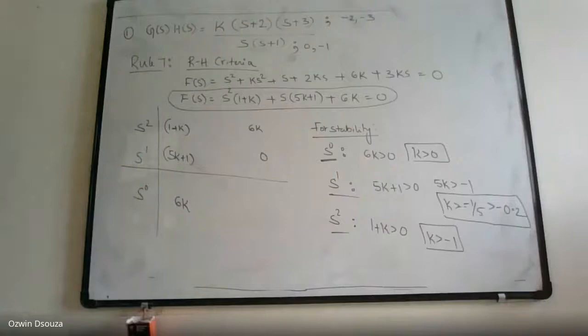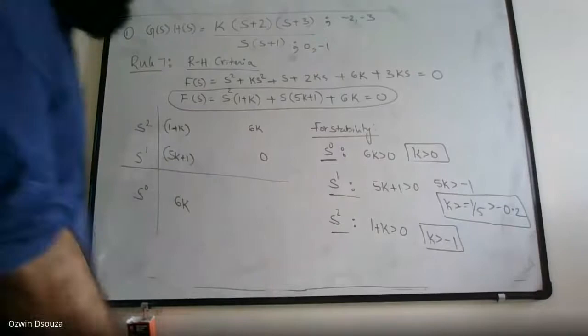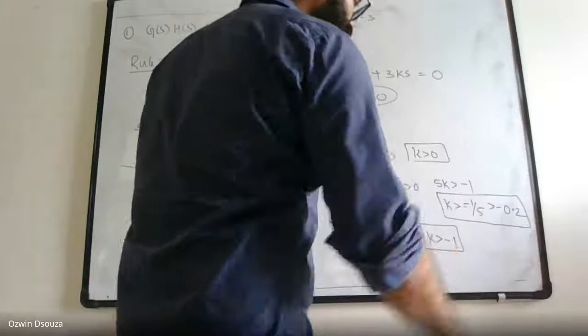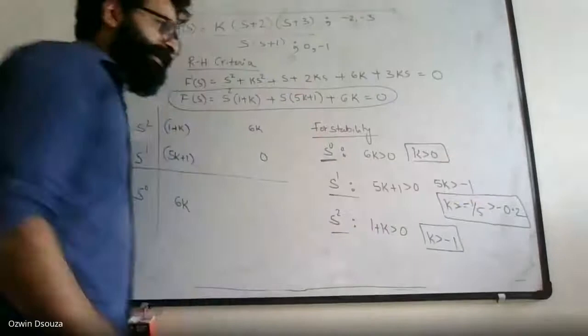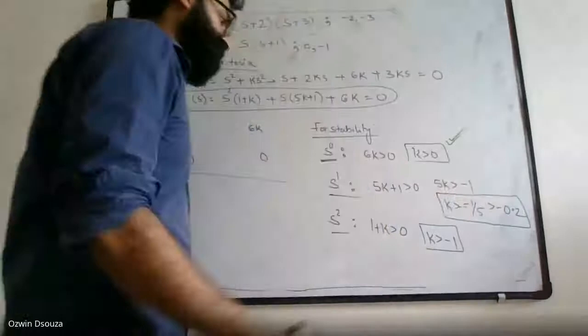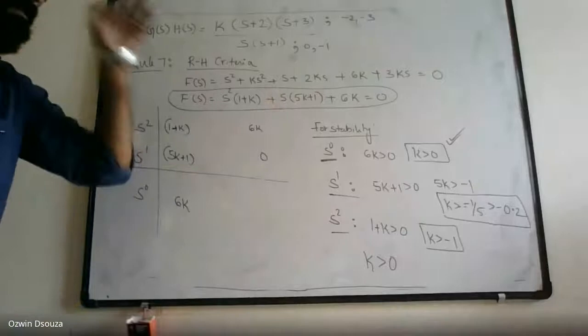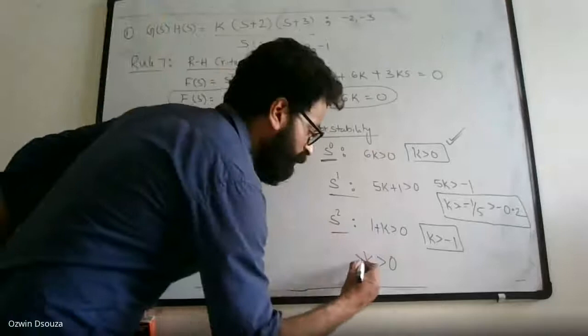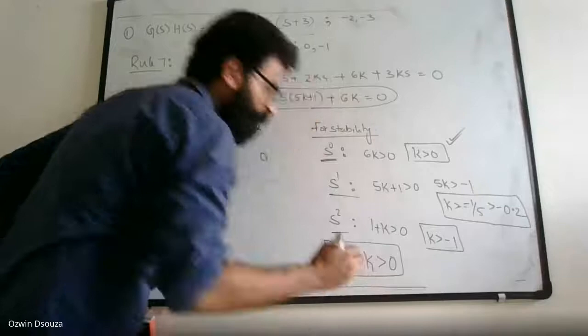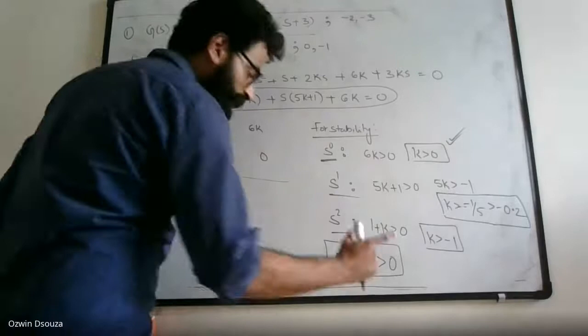Now, you have three conditions: k greater than 0, k greater than minus 0.2, and k greater than minus 1. All are greater-than conditions, so you consider the greatest one. For stability, k should be greater than 0, because 0 is greater than minus 0.2 and also greater than minus 1. So k should be greater than 0 and less than infinity, because there has to be some measurable k value you are supposed to take. This is the condition for stability.